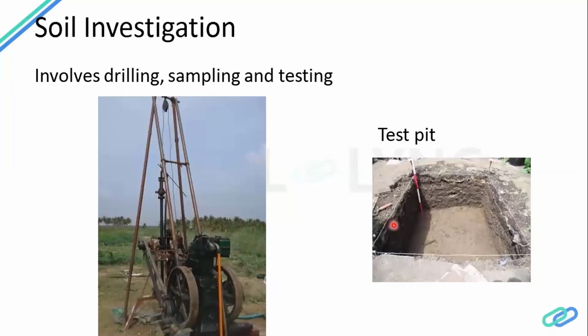And in the test pit, the advantage is that we have a clear visual observation of how the strata is. Here there is not much variation seen, but if the ground soil strata is varying, we can clearly observe it. Also, we can get a huge amount of samples. For example, if we have to design roads, then we have to do the CBR test, which requires a huge amount of samples. In such a case, we go for the test pit.